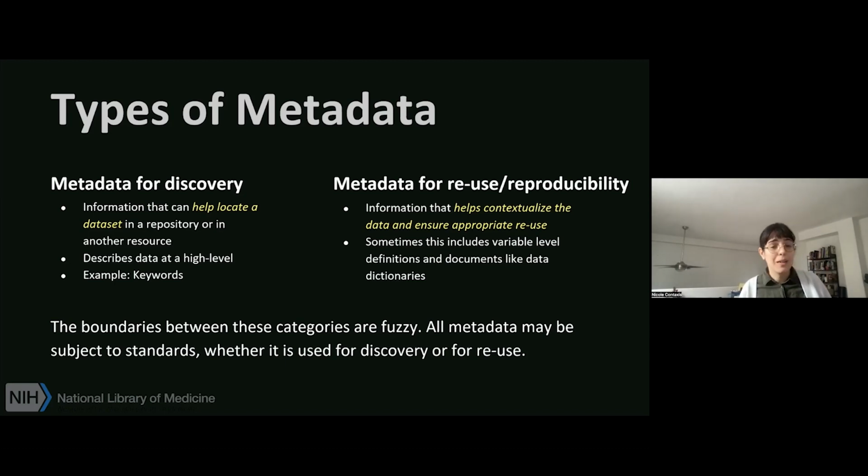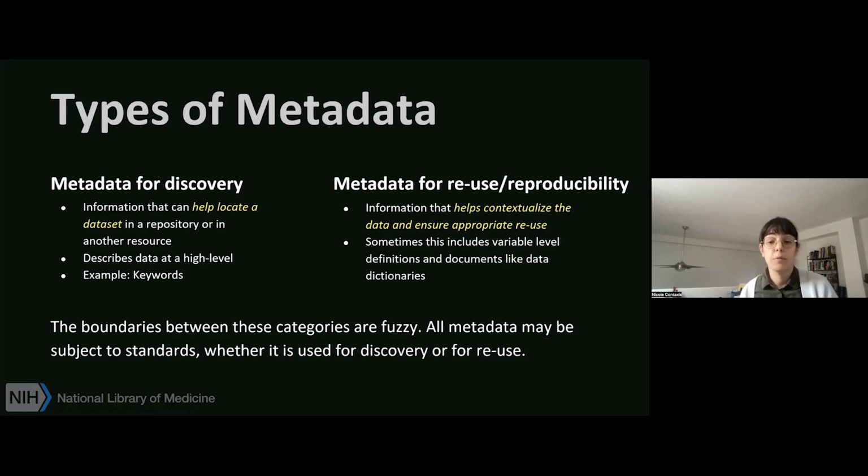So now we get to talk about types of metadata. There is the metadata for discovery. This is information that can help us locate a data set in a repository or in some other resource. This generally describes data at a high level. That may be something like keywords, but it also may be something like creator of that data set or affiliation of the author who created the data set. It might be the associated publications. There's a lot of things you might use to find a data set for reuse.